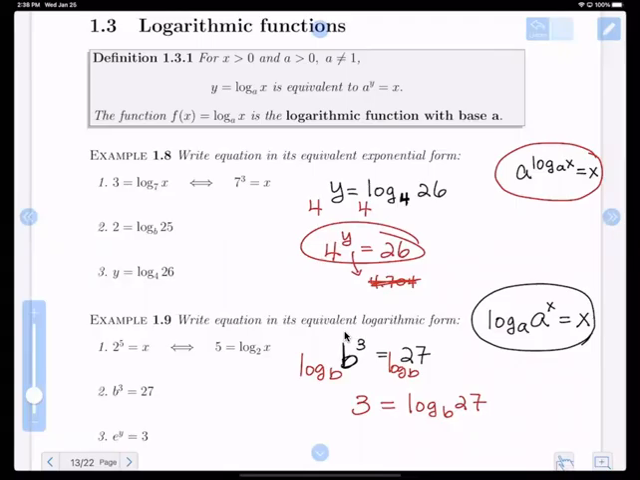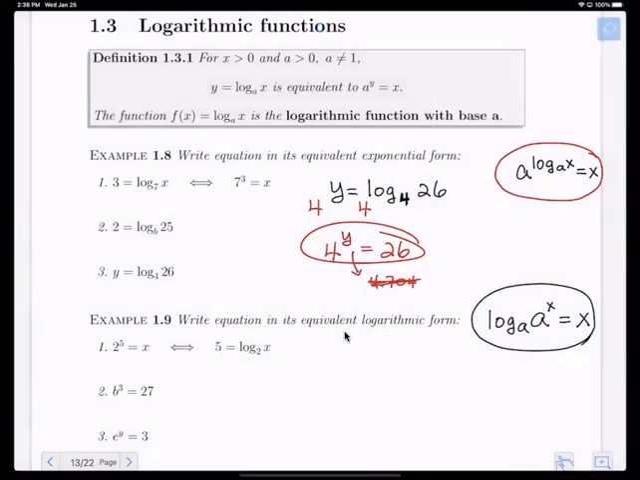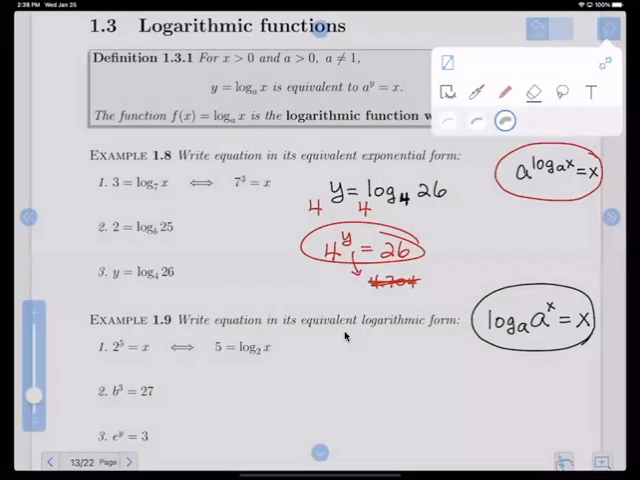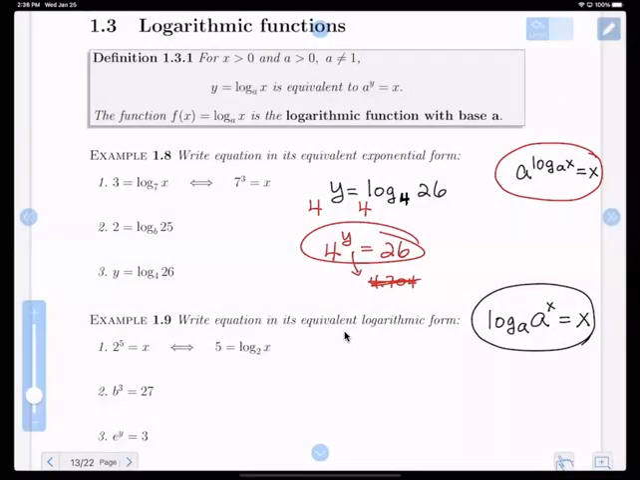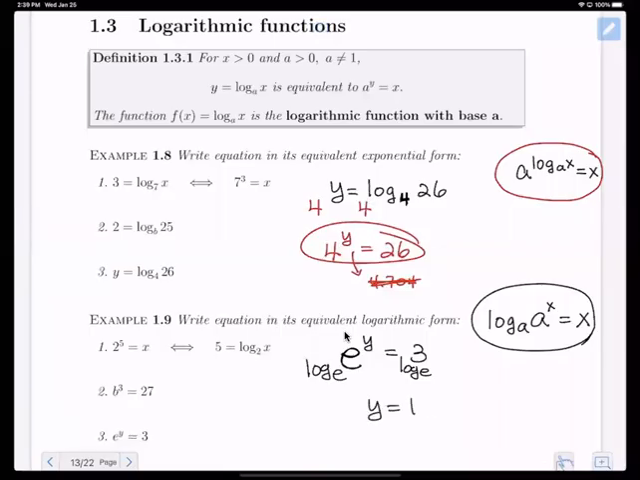Okay, let's look at the last one. Here, e to the y equals 3. E is the base. Log base e. So y equals log base e of 3. But log base e, this is ln of 3.